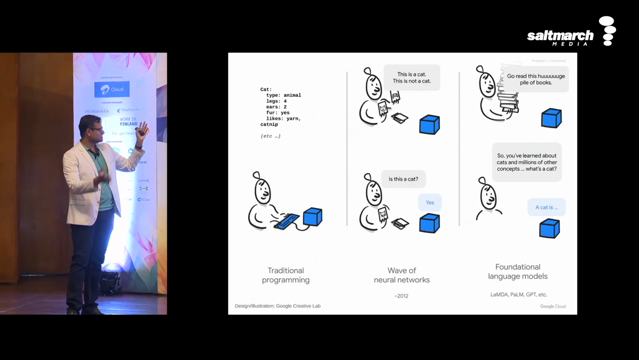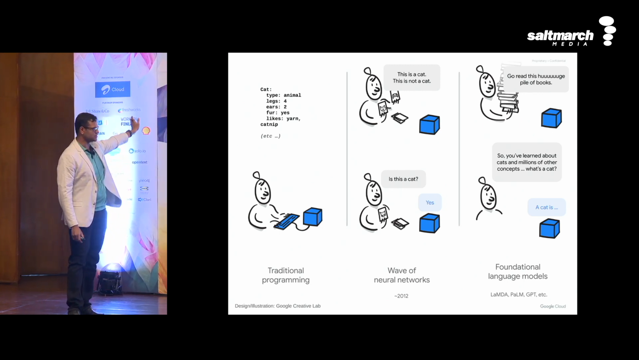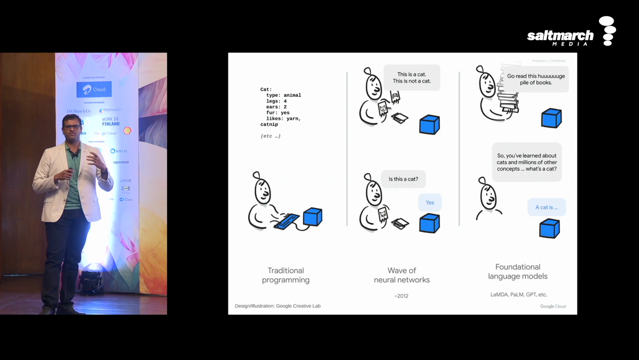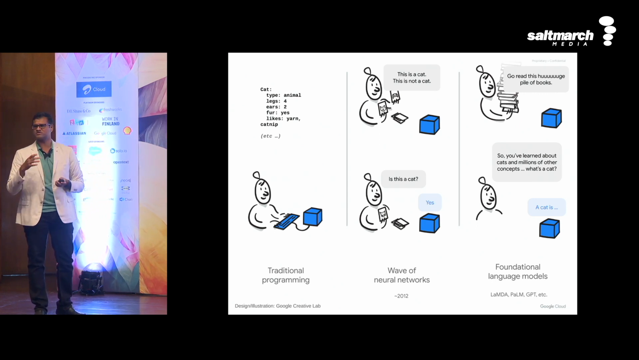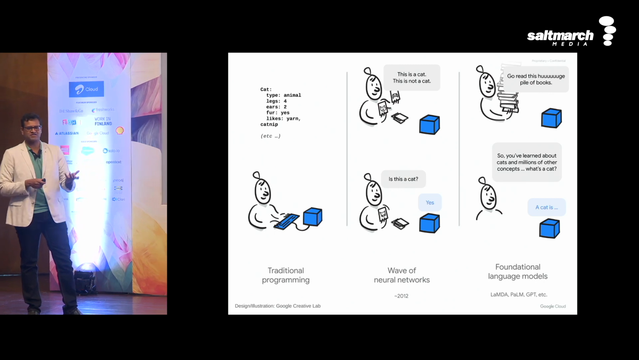This is a quick look back at how things have evolved. This is how things used to be in the past. On the left side, you will see what we like to call traditional programming, which is rules-based programming. You would train the system, you would train the computer to identify patterns.